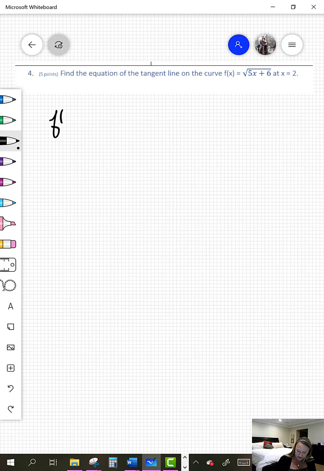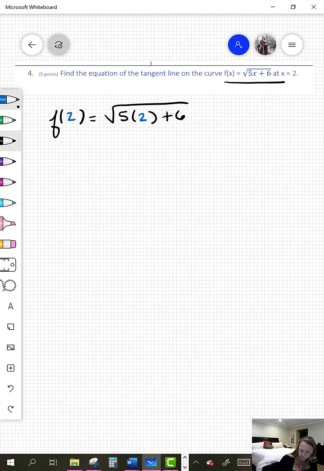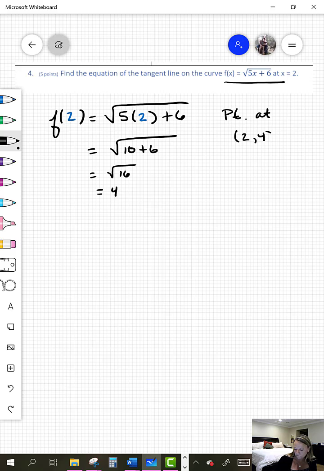So we want to go in and we want to plug in 2 wherever we see an x in our f of x equation. And so we have the square root of 5. I see an x there. I'm going to replace that with 2 plus 6. So this is equal to the square root of 10 plus 6, which is equal to the square root of 16, which is equal to 4. So we have a point at 2, 4. Okay, so we're going to need this when we find the equation of the line, but we need to know what the slope is at x equals 2.